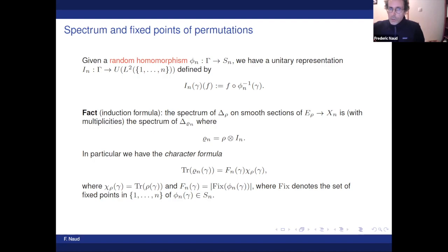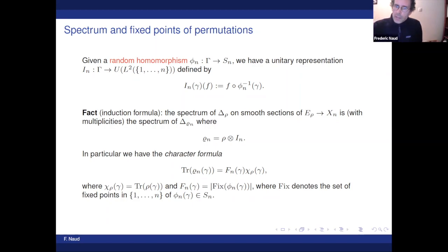And a fact which is called the induction formula in representation theory essentially tells you that the spectrum of the twisted Laplacian delta rho on the cover is just the spectrum of the twisted Laplacian on the base, and the representation is just a tensor product of this representation and the other one. Okay. So you do have a character formula. And what comes out in the character formula, of course, you do have the character of rho. And the other character is just the number of fixed points of your permutation. The number of fixed points will play a critical role in this business, because they show up in the trace formula. And you need to understand very carefully how these random variables, I should say, behave when n goes to infinity.